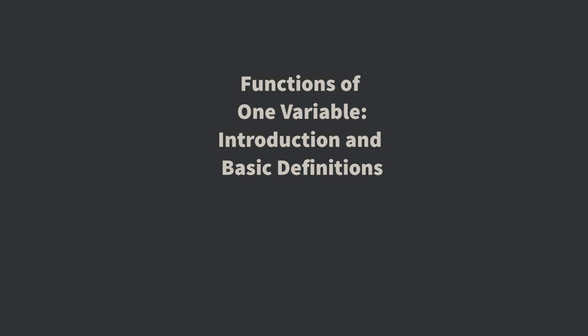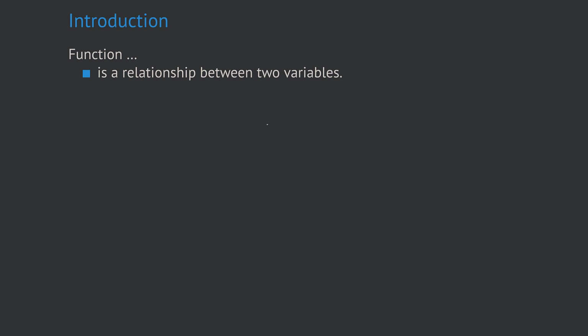In this video, I want to give you an introduction to functions of one variable, along with some basic definitions. In the most general sense, a function is a relationship between two variables. That relationship is typically asymmetric. That means one variable depends on the other one, but not vice versa.